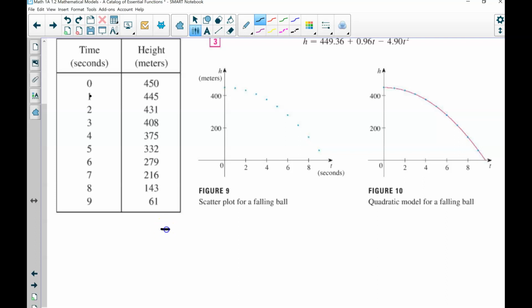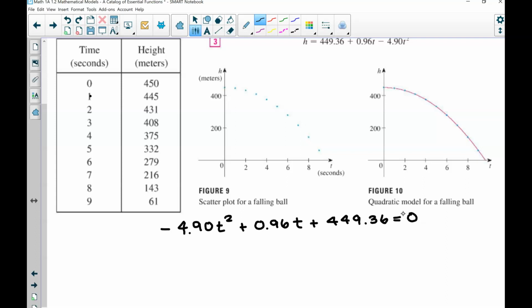So we have negative 4.90 t squared plus 0.96 t plus 449.36, which is equal to 0. Okay, and so again, the computer generated this equation to make sure it fits those data points.